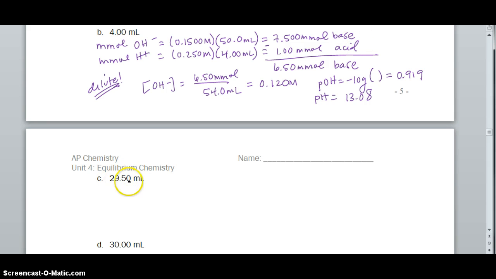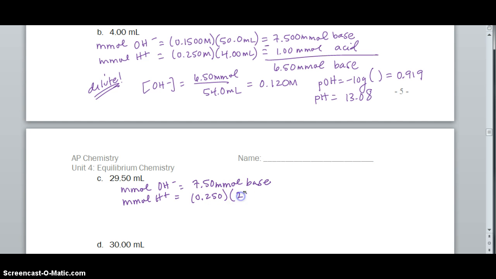Alright, so now we've added 29.5 milliliters. So we know that the millimoles of OH-, and again, each time you go back to the starting, so we're still going to say that we started with this much base. We did that calculation up here. So now we're going to find millimoles of H+. And we're going to do that by saying the concentration is 0.250.